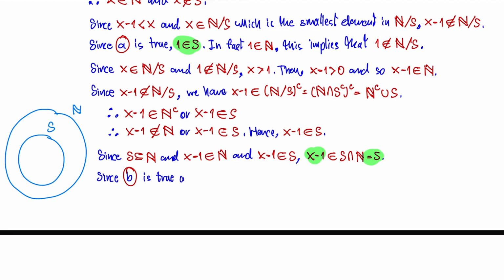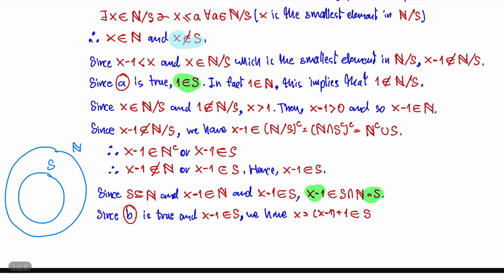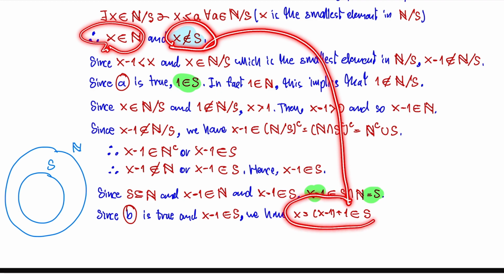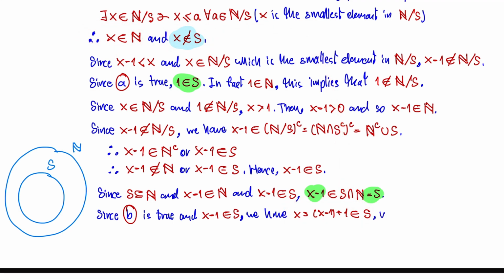So X minus 1 is in set S right here. So we have X, which is X minus 1 plus 1, and X minus 1 plus 1 is in set S according to B. So right now X is in set S, but do you remember here X is in the set of natural numbers but it's not in set S, and right here we have X is in set S. So right now we have a contradiction to X not being in set S.